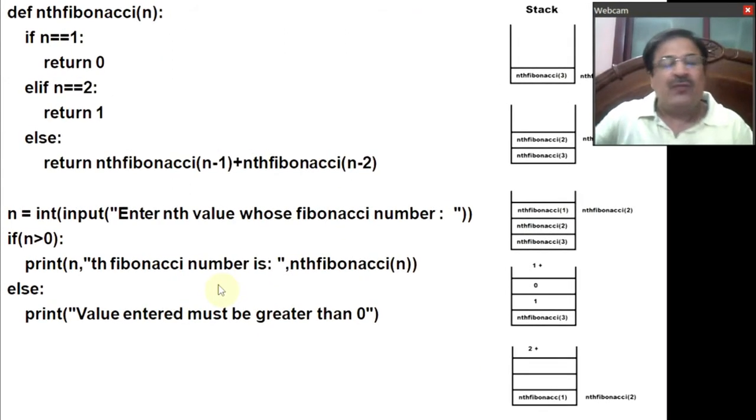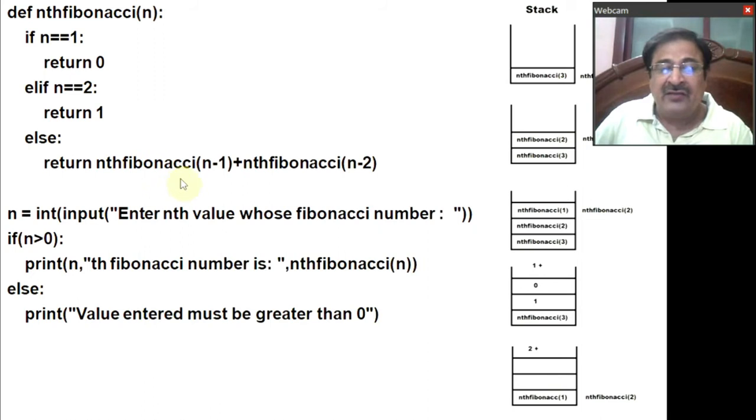Now suppose I want the 5th Fibonacci number. The 5th Fibonacci number is 3. Let's see how. We'll start from the main function. Enter the nth value whose Fibonacci number is required. I enter 5. 5 will be assigned to the variable n. Is 5 greater than 0? Yes. The 5th Fibonacci number is, you are invoking the nth Fibonacci function, taking the value 5. 5 will be assigned to the parameter n. Is n equal to 1? No. Is n equal to 2? No. Now, here you come. You are doing the recursive function call.